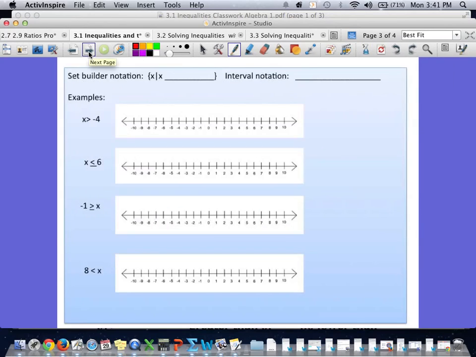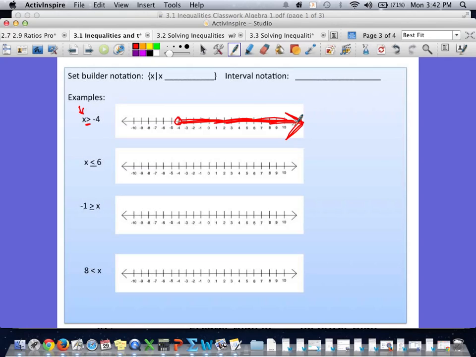Next page. Let's do some practice. On this one, it says x is greater than negative 4. So that's going to be an open circle at negative 4. And it is greater than, so it would go in this direction because our variable's on the left. We would draw it in the same direction. And when x is greater than negative 4, that would be all these numbers bigger than negative 4.